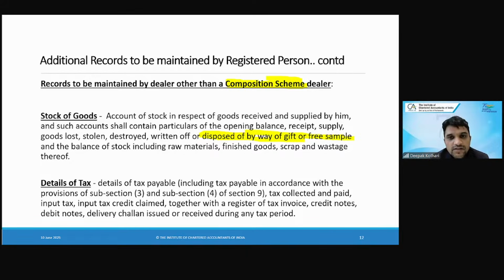Yeah, other than a composition scheme. You're right, Anil. So for a normal composition scheme, fine, he does not have to. This is by a dealer other than a composition dealer. Thanks for highlighting that. Composition dealers, they don't want to burden, so this is not for them. This is for a dealer other than a composition dealer.